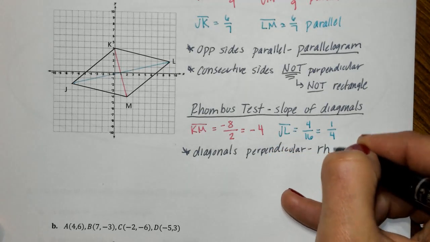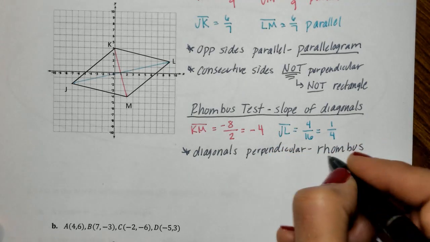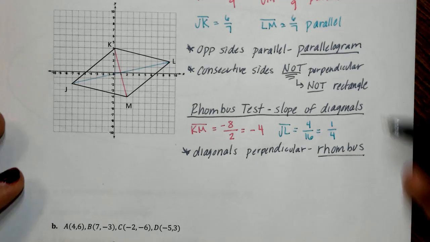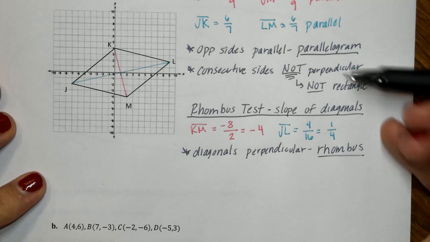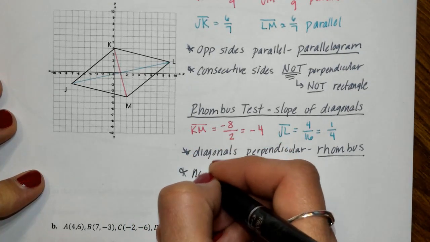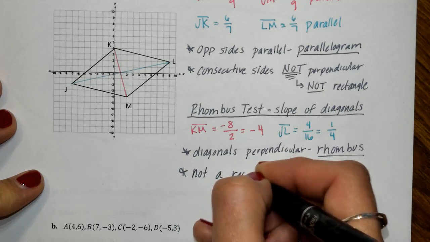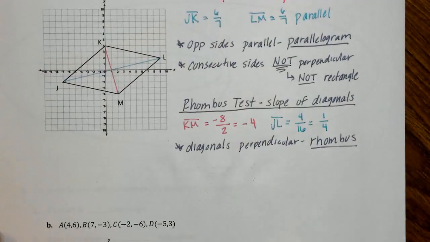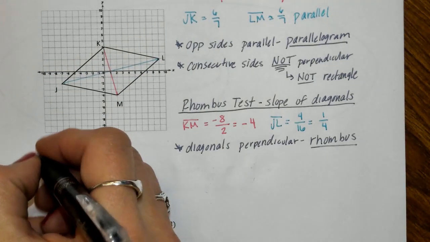So we do have a rhombus. Now, for a square, again, because it is not a rectangle, it is not a square. So we'll write that in. Actually, I know you guys are probably writing it right. I'm going to write that over here. This is going to be a rhombus.